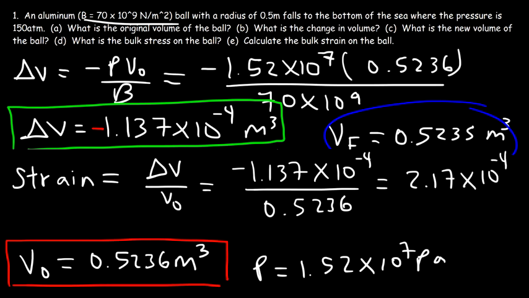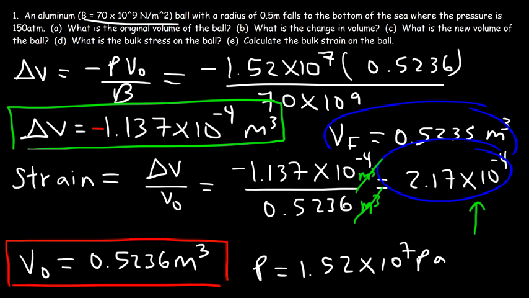And it's unitless. The change in volume is in cubic meters. And the original volume is in cubic meters. These two will cancel. And so the bulk strain doesn't have a unit. And so that's it for this video.